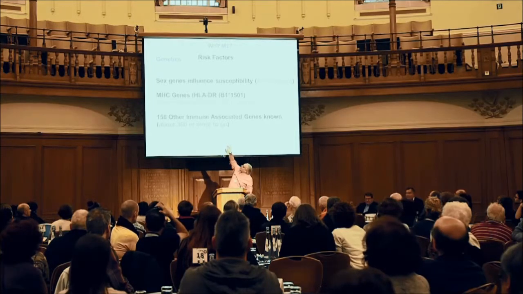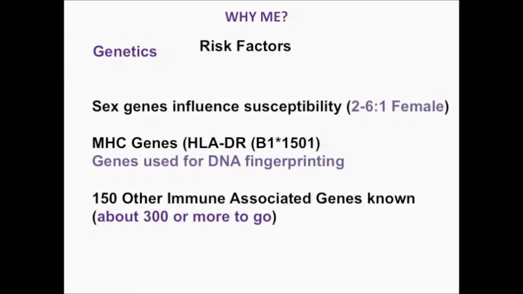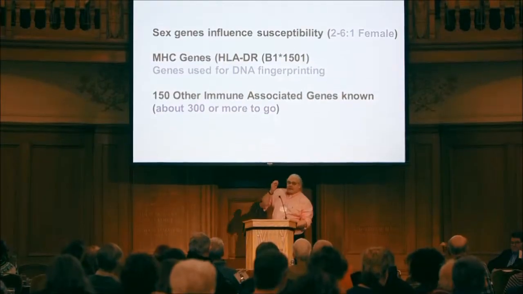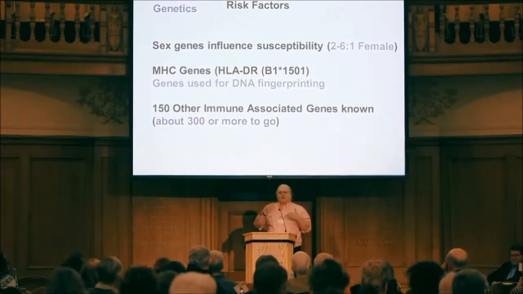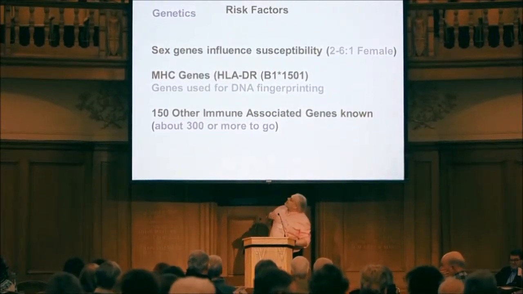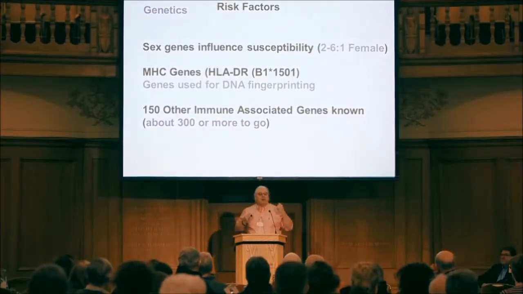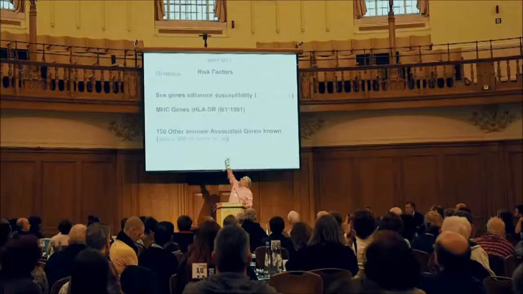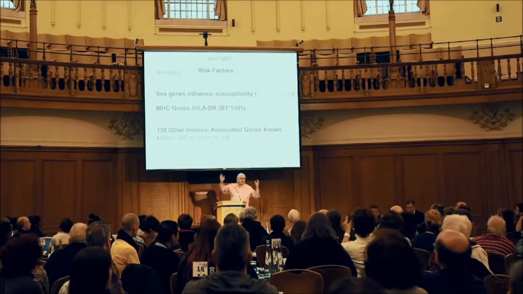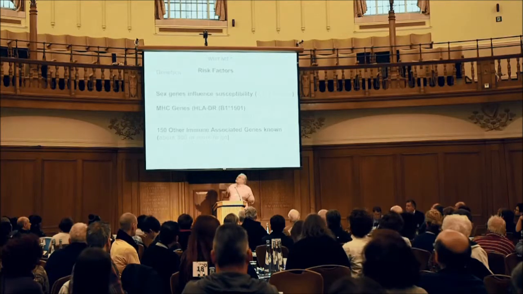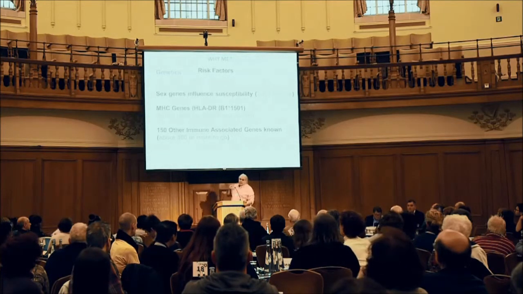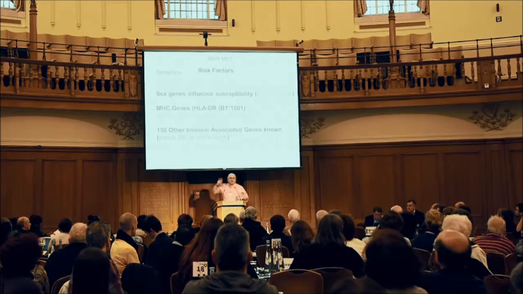But one of the main ones is a thing called the human leukocyte antigen, which is used in CSI for DNA fingerprinting. And that is involved in recognition of bacteria and viruses. And that is one of the genes that is involved in multiple sclerosis, suggesting there's an immune component. Now, the gene that is associated with MS is very, very common in Northern Europeans. So many of us, whether you have MS or not, will have these genes. And we know there's about 150 genetic variants that we've identified so far, and there's probably about another 300 to find.